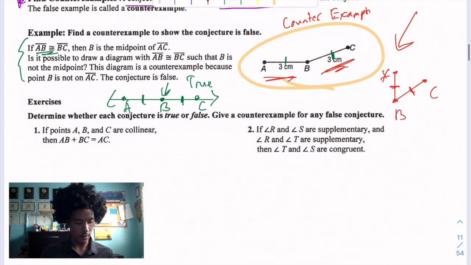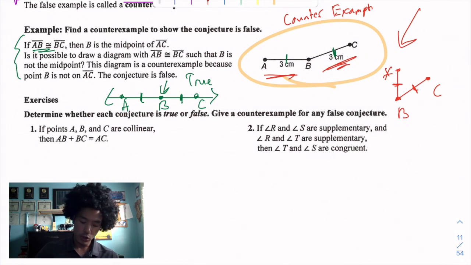So let's get some practice here. Determine whether each conjecture is true or false. Give a counterexample for any false conjecture. So if it's true, it's always going to be true. If it's false, you need to prove it. Why is it false? You need to have at least one counterexample. So let's do number 1 together. We'll do 1 and 2 together.